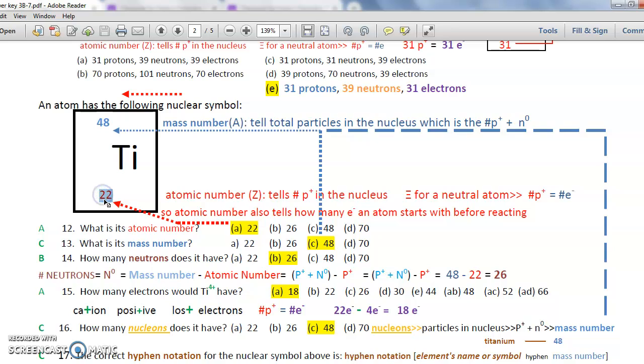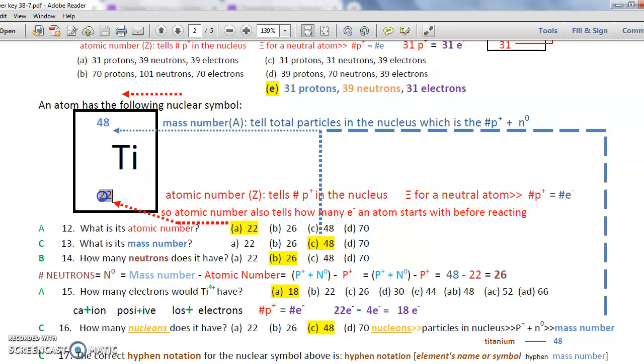Then a 22 goes right here in the lower left-hand corner. That is the atomic number, letter Z, and that tells us how many protons the nucleus has. And if it's a neutral atom, the protons are positive, so it must have 22 electrons as well, offsetting the number of positive protons because electrons are negative.